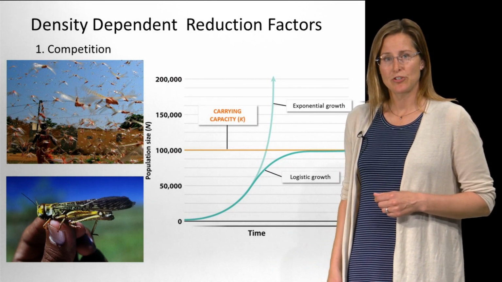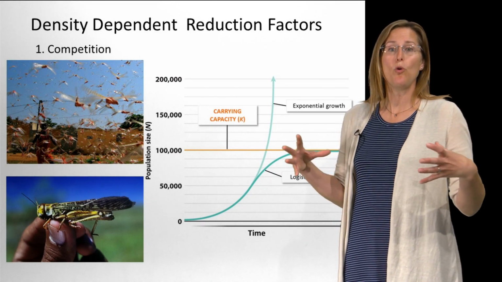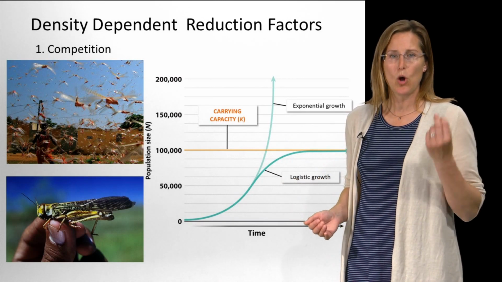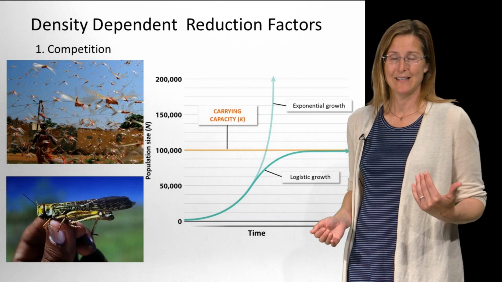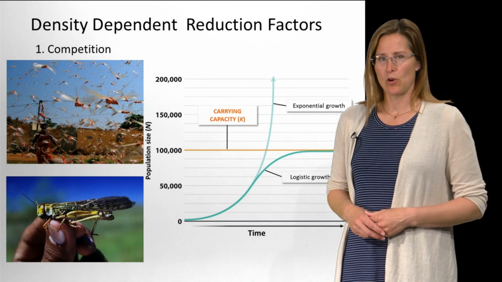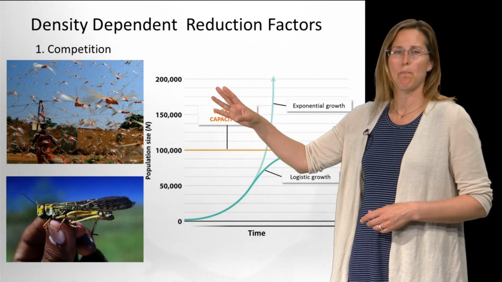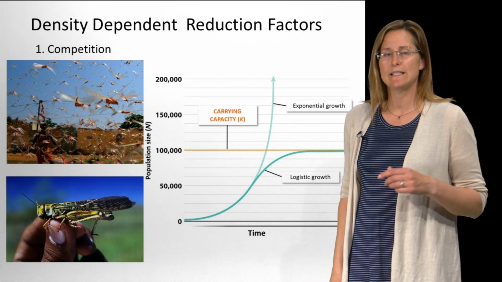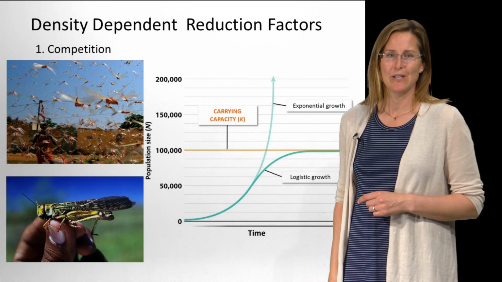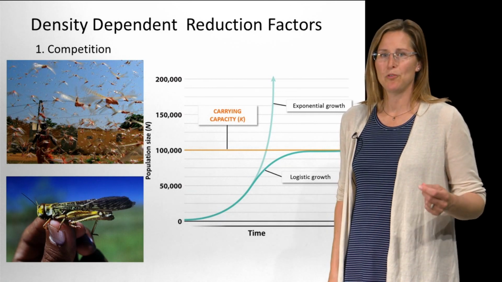Density-dependent reduction factors occur when a population grows so much that they begin to limit their own growth by competing with one another for resources. Take the example of the desert locust, which can explode in population under the right conditions. These swarms can contain millions of grasshoppers, which decimate any edible food in their path.